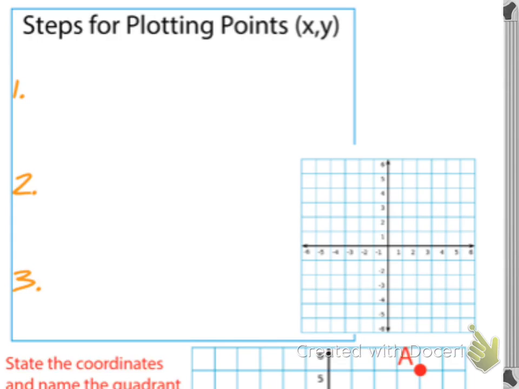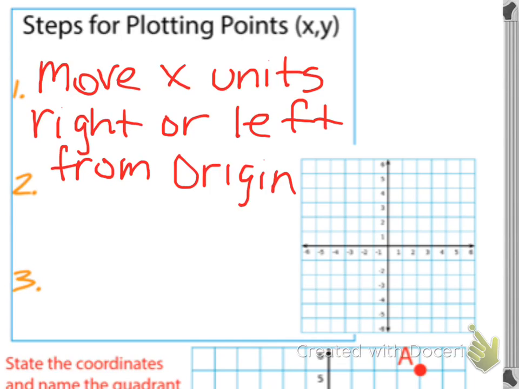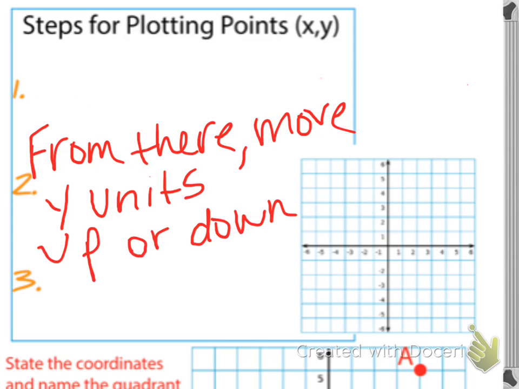We have 3 steps for doing this. The first step is to move x number of units right or left from the origin. So you're always going to start right here at the origin. Remember, that's where both of the axes intersect. And then if it's a positive x coordinate that you have in your ordered pair, then that means from the origin, you're going to move to the right. If your x coordinate happens to be a negative number, then we're going to move to the left.